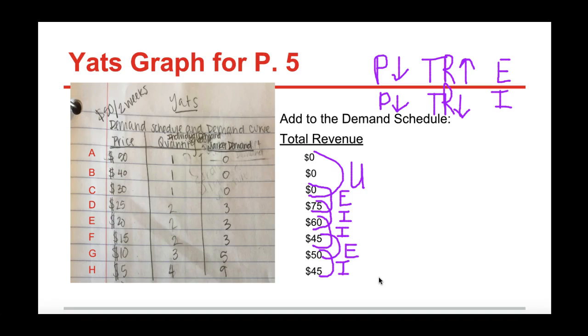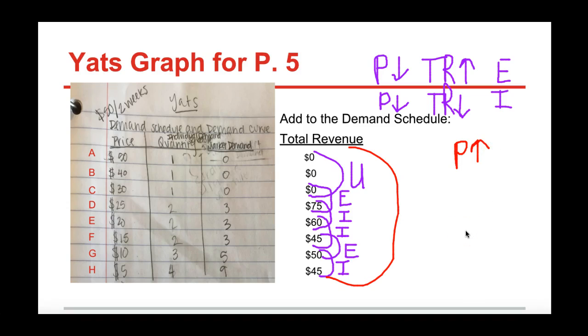All right, now that said, we can look at the elasticity of the entire curve. So I'm actually going to change my color here, and we're going to look at the entire curve from A to H. And actually, we're going to go the opposite direction. We're going to go from H to A. So from H to A, what happened to my price? Well, it goes from $5 to $50. So my price is going up from H to A.